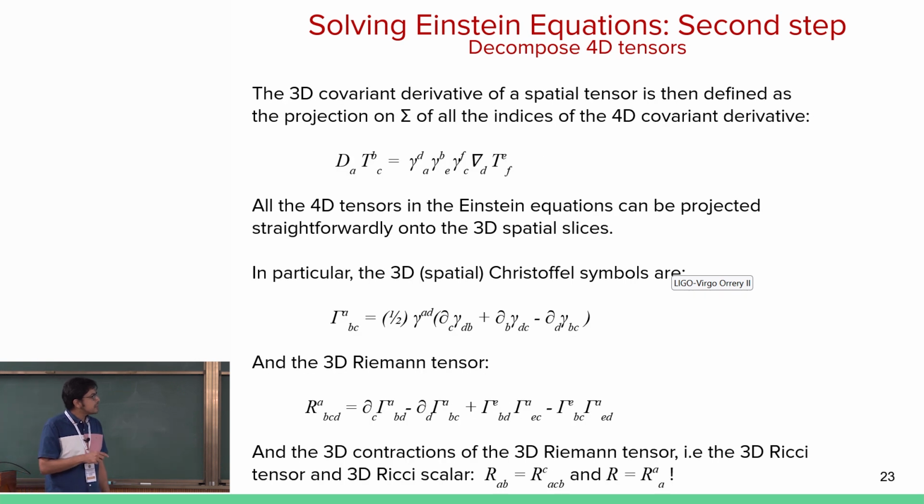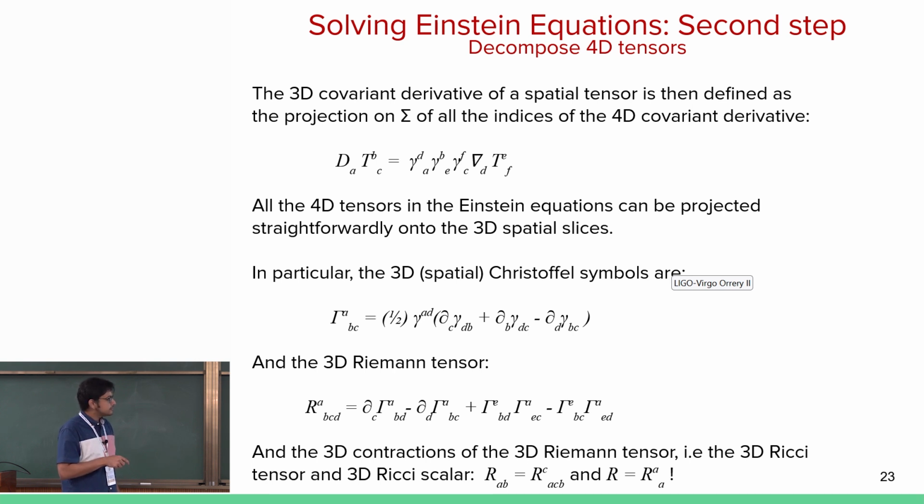Okay. So for example, the full 4D covariant derivative, if it is operating on a mixed covariant contravariant tensor, for example, as written here, can be used to get the 3D version of it by projecting all the three indices using the projection operator that we just introduced. So using this, all the 4D tensors in Einstein's equation can be projected onto the spatial slices.